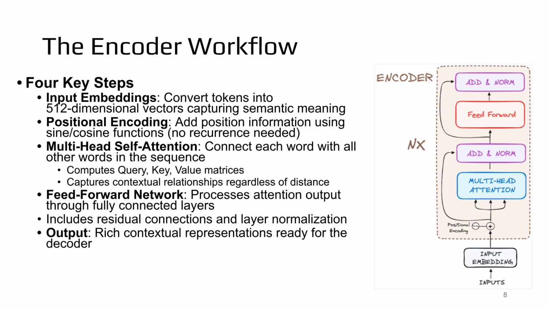Multihead self-attention is the core operation. It connects each word with every other word, computing query, key, and value matrices. Finally, a feed-forward network processes each position independently, adding nonlinearity and capacity. Each step includes residual connections and layer normalization for training stability.